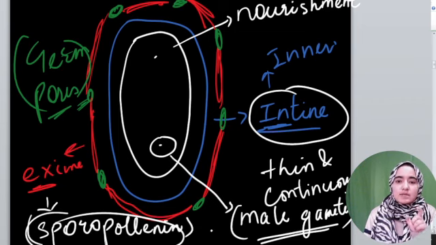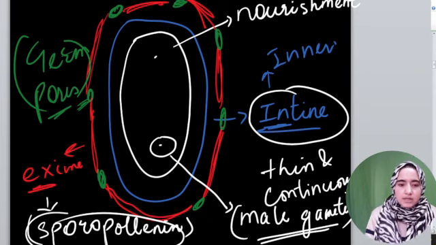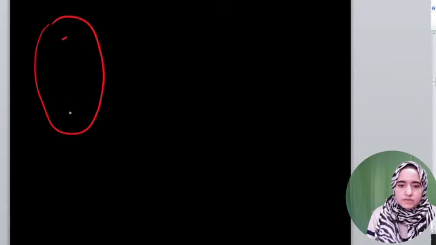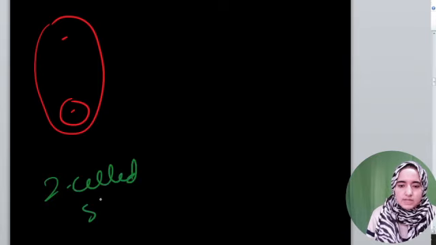Now you might ask, ma'am, you recently said that the answer should be two, and now you are saying no. I will explain why. Say for example, this is our pollen grain, this is vegetative cell, this is generative cell. This is known as two-celled stage.